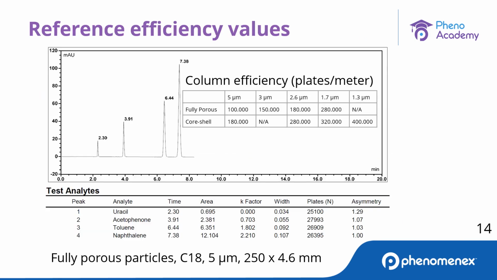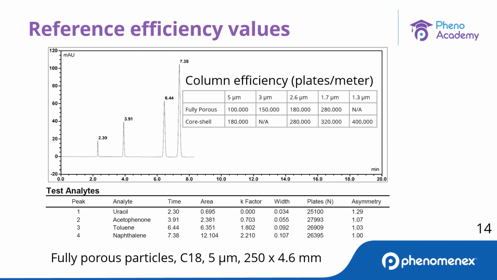To give you some reference efficiency values, here you see a table of the efficiencies of materials in theoretical plates per meter. So you can see that with decreasing particle size, efficiency increases, and also for core shell particles, the efficiency is higher than for fully porous.